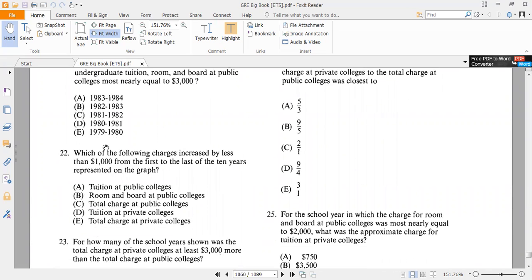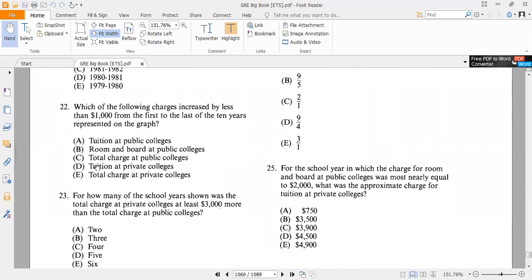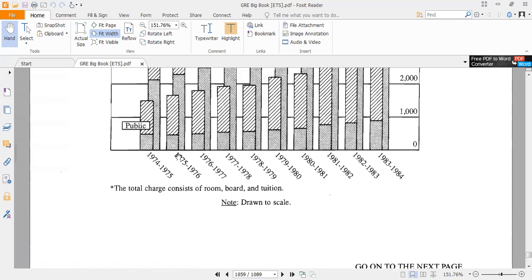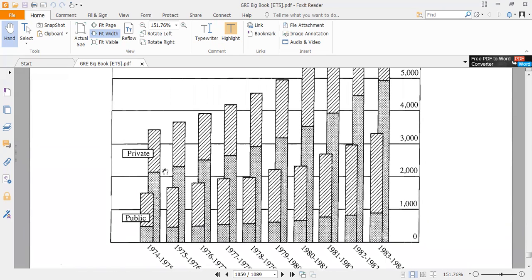Question 22. Which of the following charges increased by less than $1,000 from the first to the last of the 10 years? We have mentioned earlier that this data is for 10 years, represented on the graph. So the question is, we have to find the charge which increased less than $1,000 over these 10 years. We have a total of 5 options here. Let's try out the first option: tuition at public colleges.